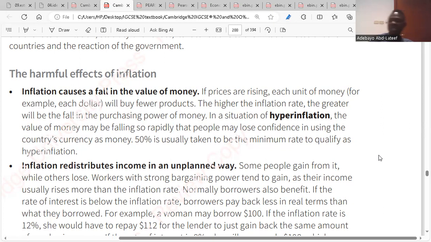So there's hyperinflation if prices increase by 50%. If the prices of goods, like food, increase by 50%, that is hyperinflation. It means that money loses value. That is the point there. So the value of money will be lost.